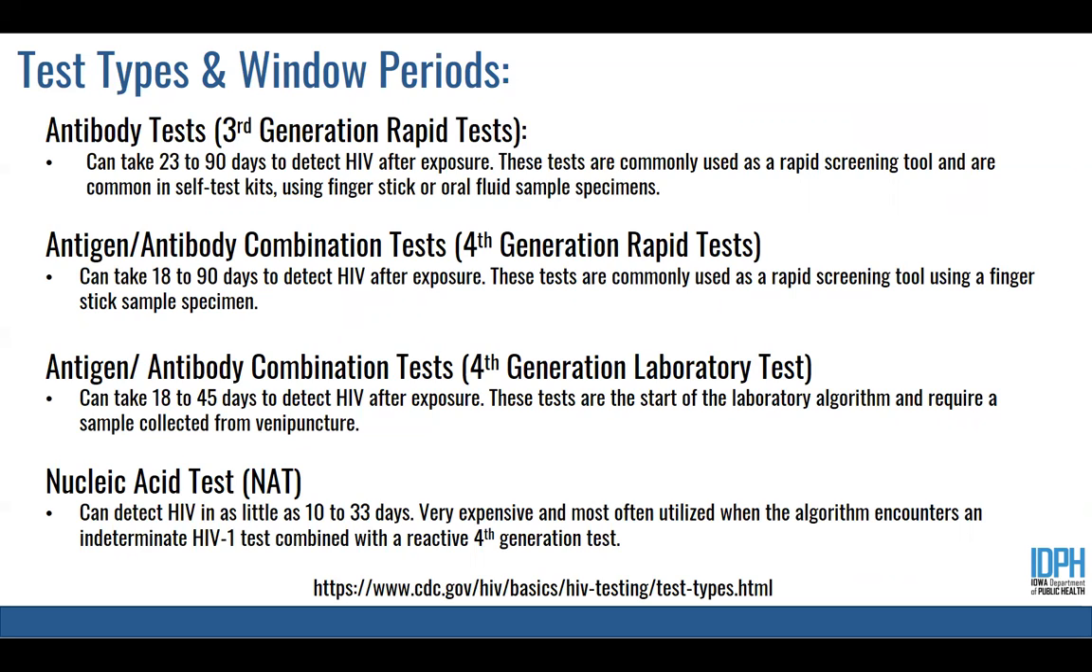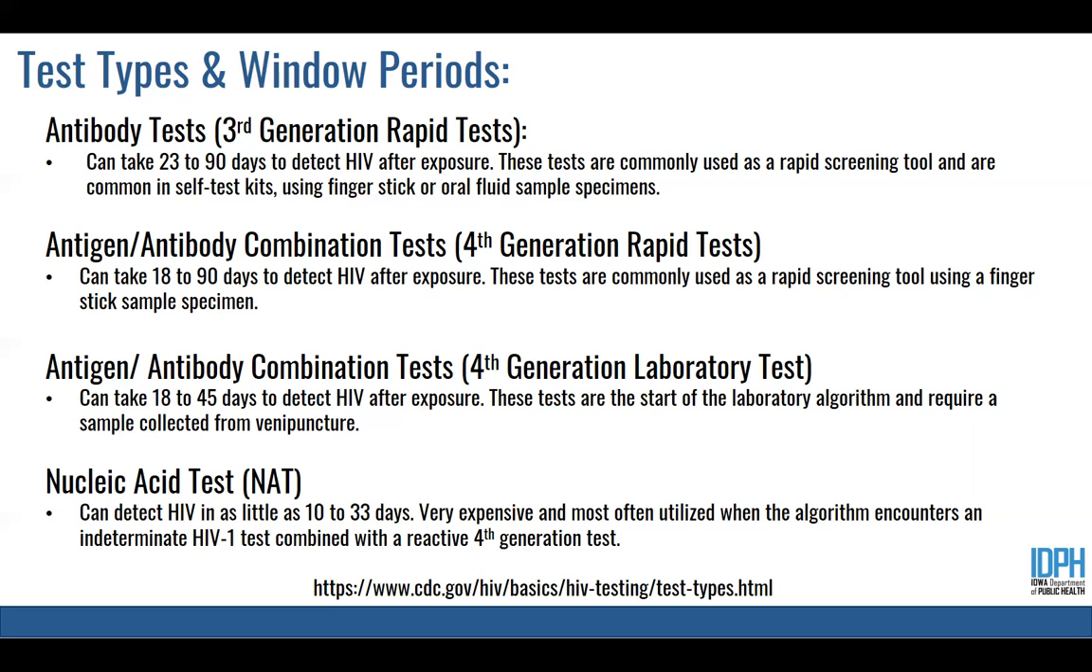So we have antibody tests, which we also refer to as third generation rapid tests or third generation point of care tests. And these tests can take 23 to 90 days to detect HIV after exposure. And they're commonly used as a rapid screening tool. They're also very common in self-testing kits.